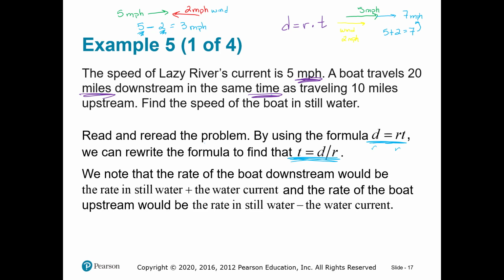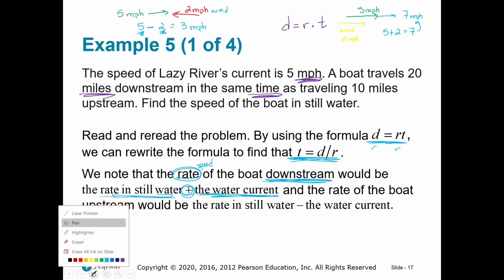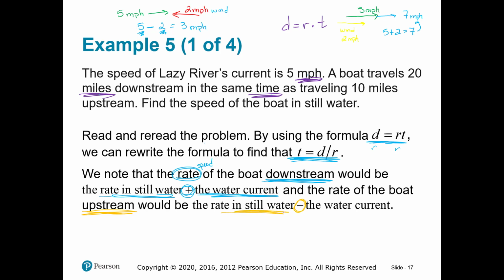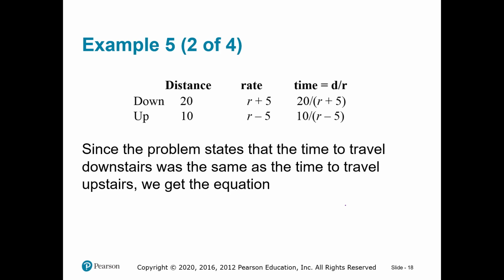Now, if the boat is going downstream, is the water going with it or against it? Yeah, with it, which is why it's an addition sign: the rate of that boat and the rate of the water added together. In this case, our rate is the speed. If the boat is going upstream, is the water going with it or against it? Yeah, the water's going against it, which is why it's the boat speed minus the speed of the water.